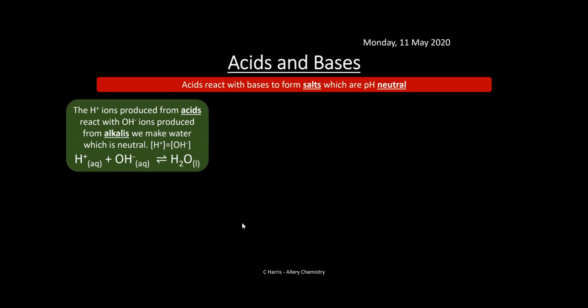The H+ ions produced from acids react with OH- ions produced from alkalis, and we make water, which is neutral. We're going to add the A-level twist to this as well, but you can see the H+ ions would be the acid, OH- ions being your base, and that forms your water. Very basic, simple reaction. Where we say something's neutral, it means that the concentration, remember the square brackets means concentration of, so the concentration of H+ equals the concentration of OH-.